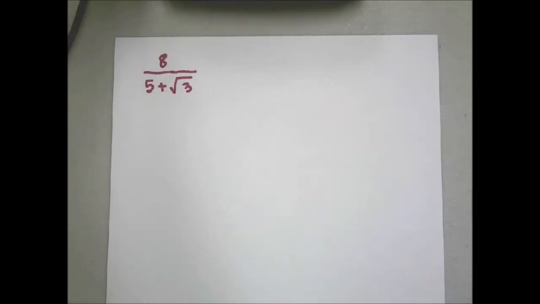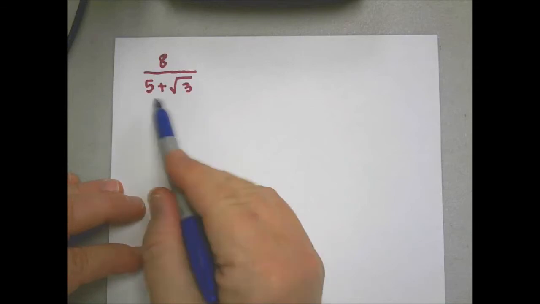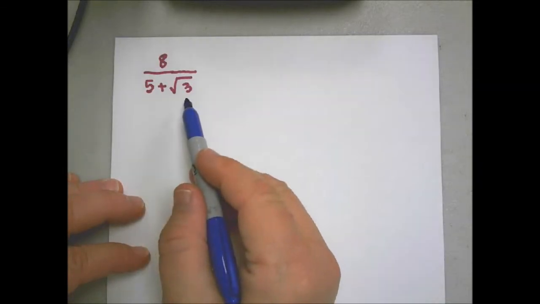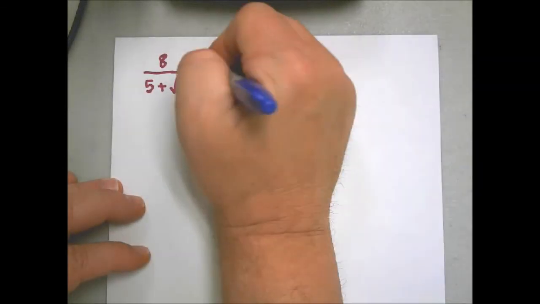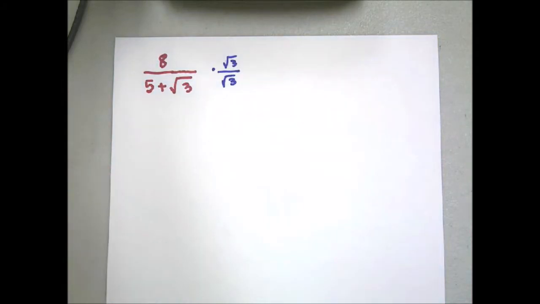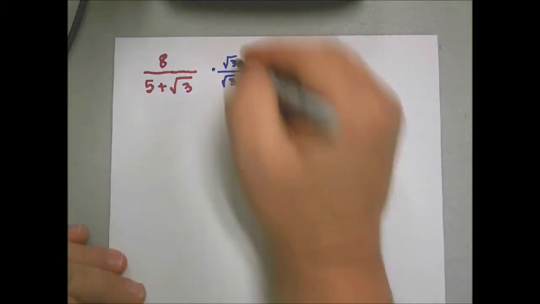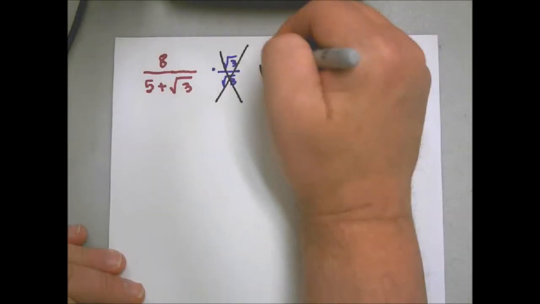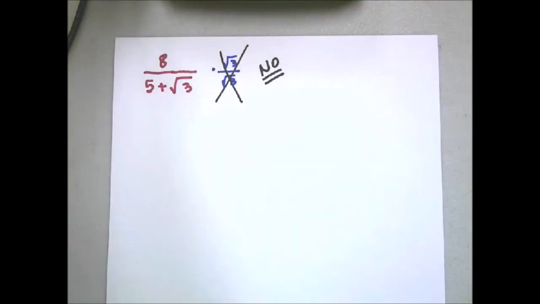For the last example, we're going to have a binomial on the bottom, and part of that binomial has a square root in it. Now, what a lot of people think they need to do in order to rationalize this, the first thing that comes to a lot of people's minds, is all you have to do is multiply by root 3 over root 3, and that'll take care of the problem. Actually, that's wrong. You don't do that. It won't take care of the problem. Let's recreate the problem right here.